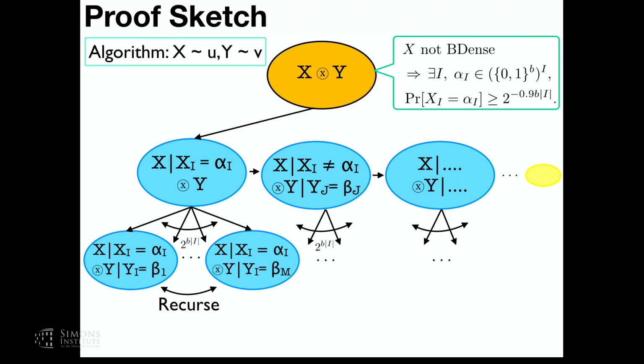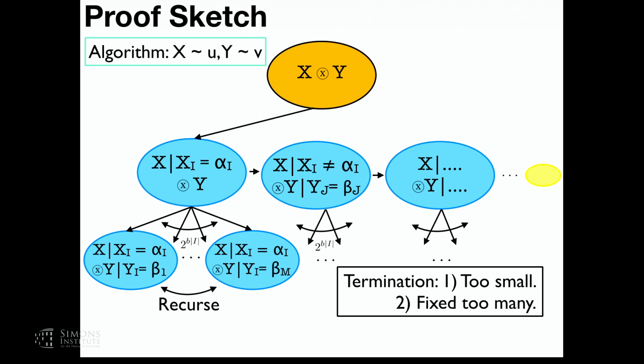Okay, so that's the algorithm. And in termination, you want to show that you terminate the algorithm when the piece gets too small, meaning it's very, very unlikely compared to the parent, or you fix too many coordinates, which is a problem for us. Okay. And then you have to show that both of these events do not lose too much mass. They only lose exponentially small mass.